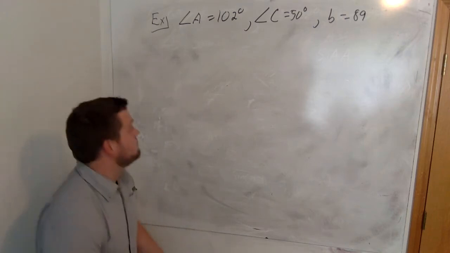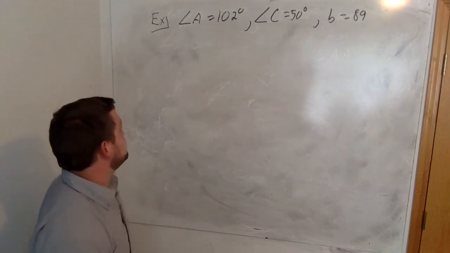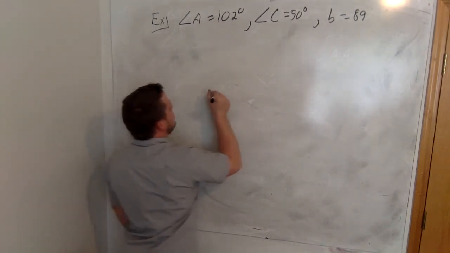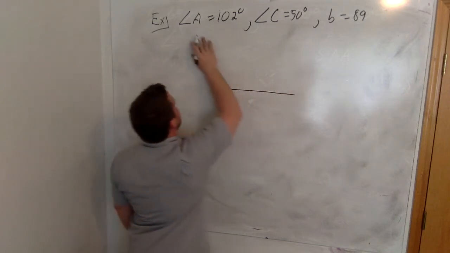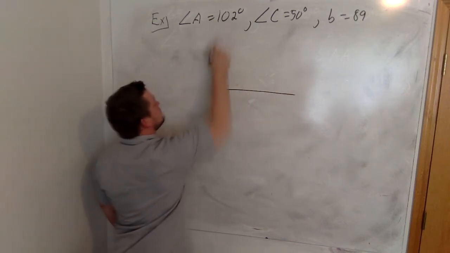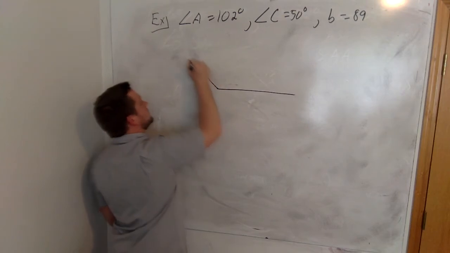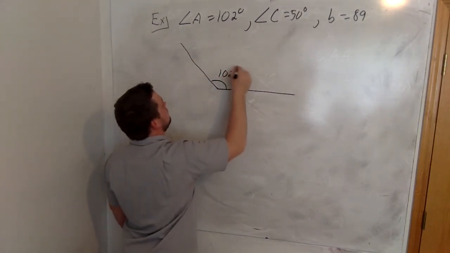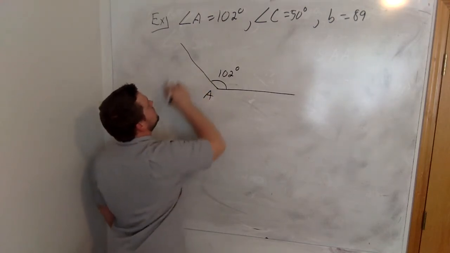Okay, let's do it. First thing I'm going to do is try to draw a sketch of this. Okay, so let's draw angle A. The first thing I'm going to notice here is that angle A is bigger than 90 degrees. This is an obtuse angle. So I'm going to draw the obtuse angle here. So this is 102 degrees. So this is angle A.